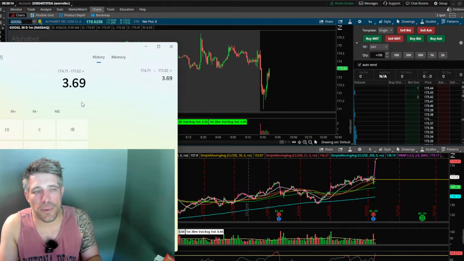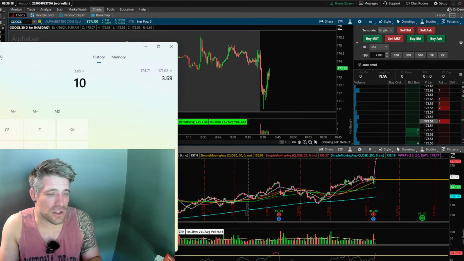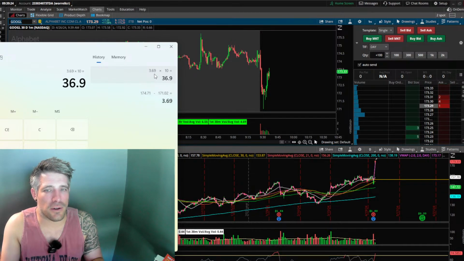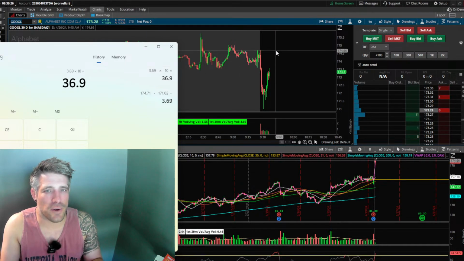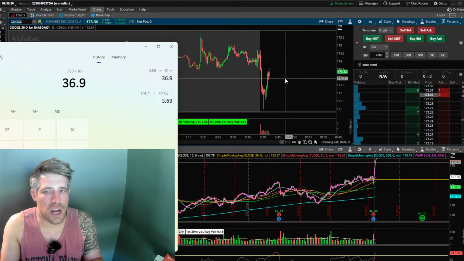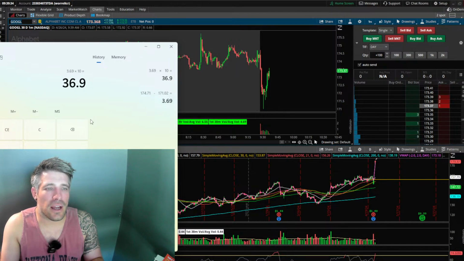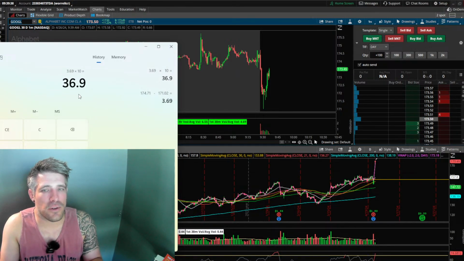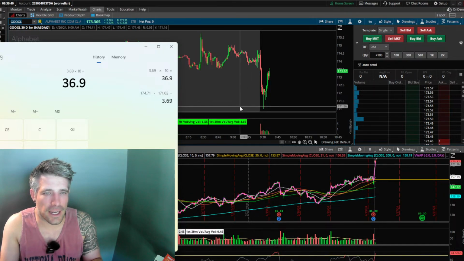So if you have $3.69 and we multiply that by, let's just do 10, that's $36, right? That's real easy math, right? So we took the price per share by subtracting the bottom from the top, and that tells you how much each share would cost if you were to buy it. Then you can take that and multiply by how many shares you want, and that'll tell you exactly what your risk is, okay?